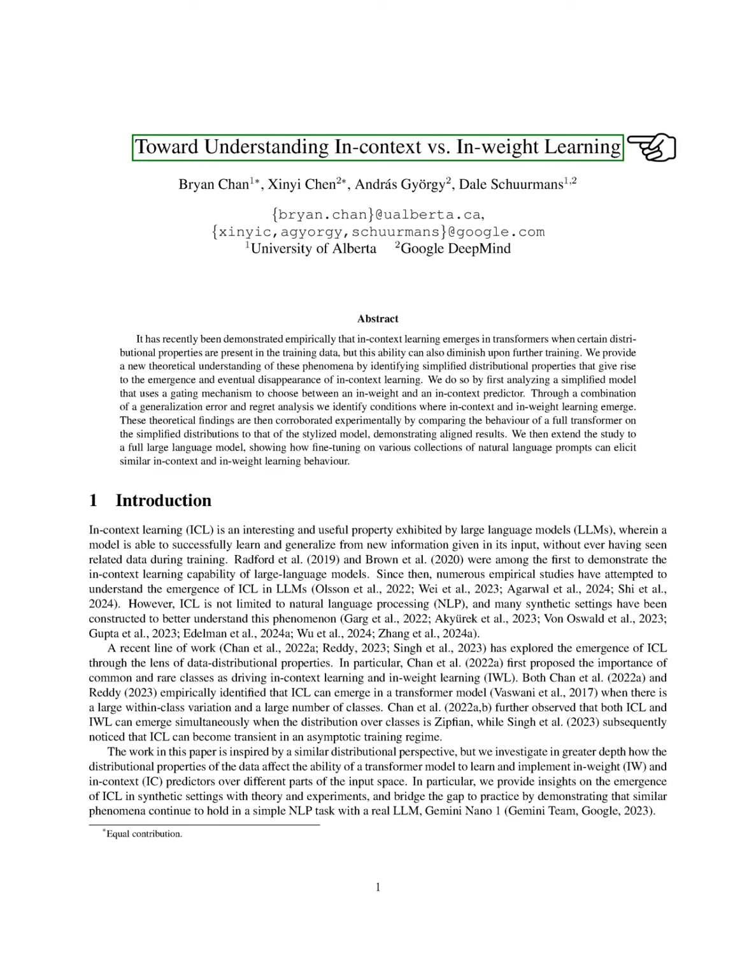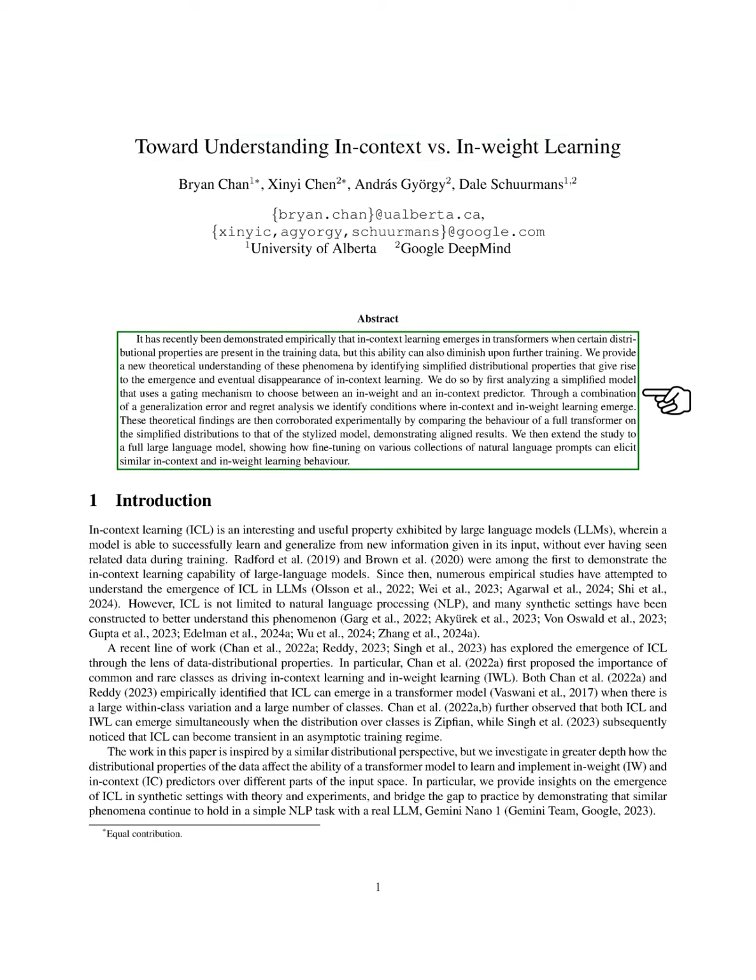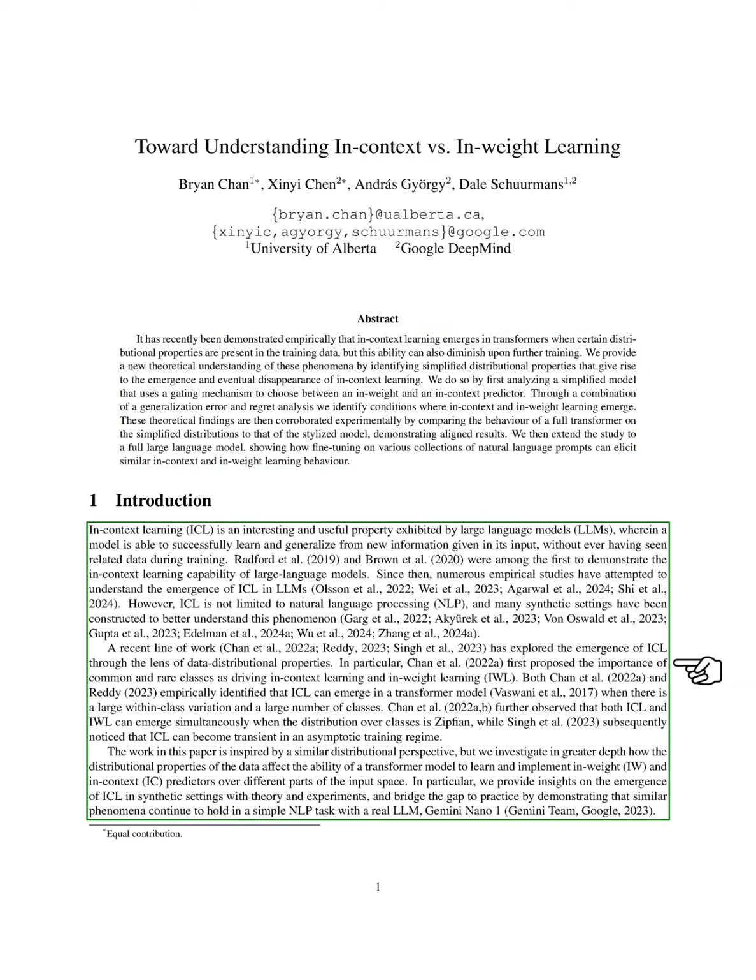Section: Introduction. In this section, we explore in-context learning, ICL, a fascinating ability of large language models, LLMs, to learn and generalize from new information presented in their input, even if they haven't encountered similar data during training. We were among the first to showcase this capability in LLMs, and since then, many studies have sought to understand how ICL arises. It's important to note that ICL isn't confined to natural language processing.